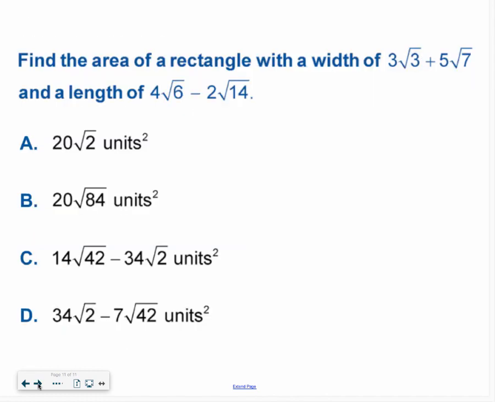All right, why don't you go ahead and try to find the area of this rectangle. Good luck. Hopefully you got 14 square root of 42 minus 34 square root of 2 units squared. If you have questions, please be sure to reach out for some help.